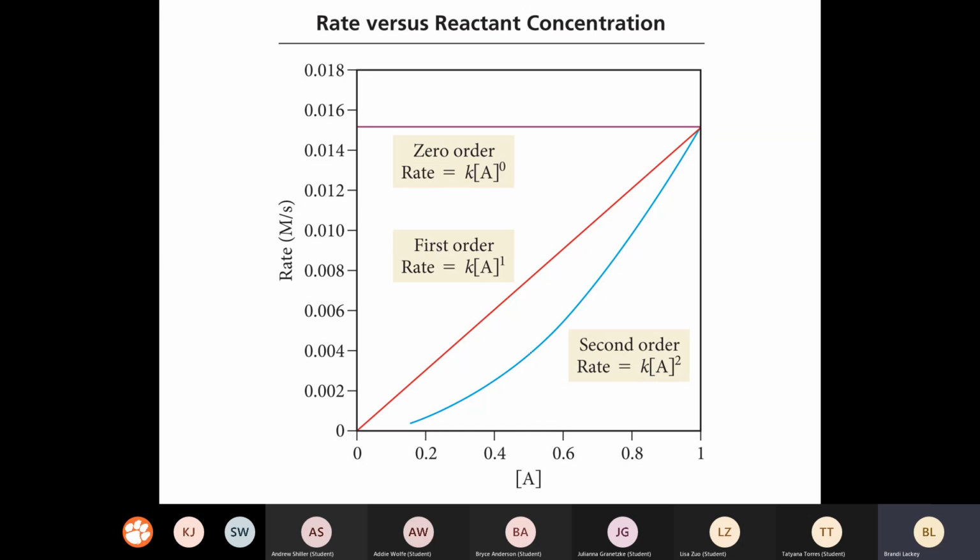It's integrated rate laws. I think I have it linked. I think it says like kinetics to integrated rate laws or something like that.